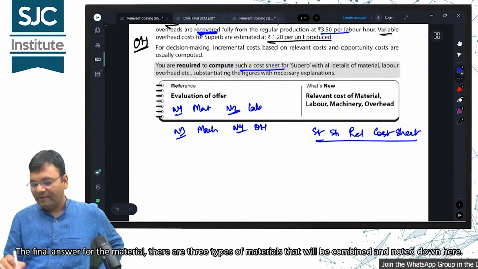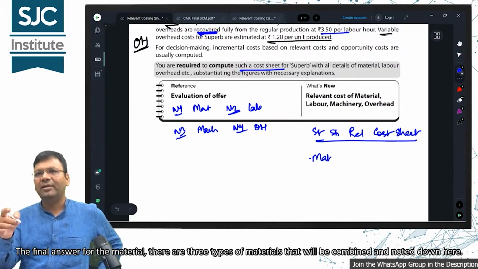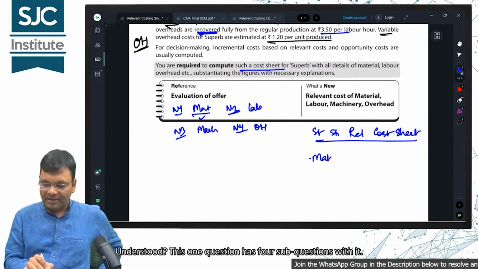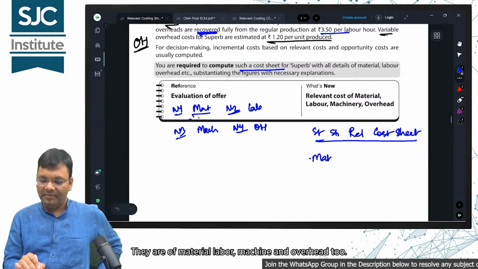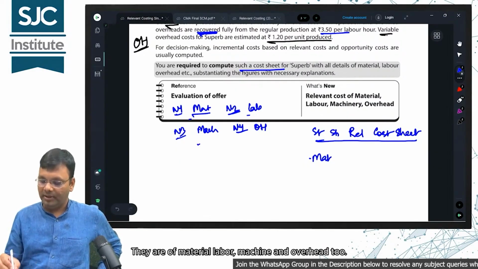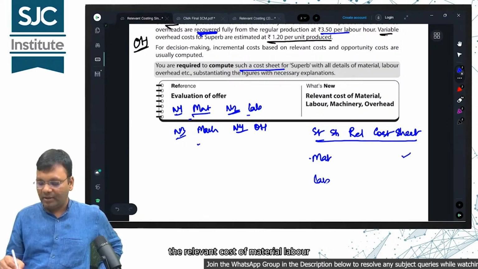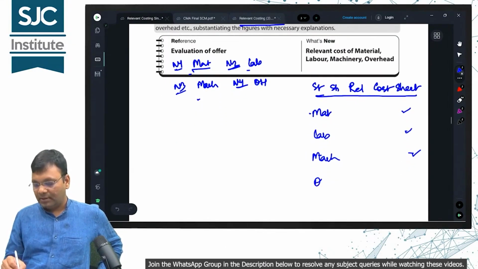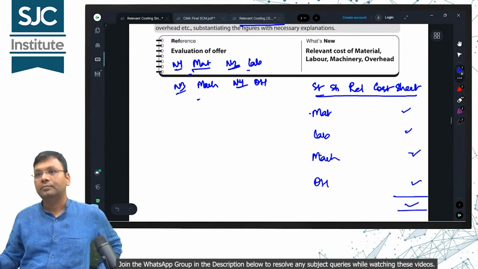For the final answer for the material, there are 3 types of materials. They will be combined and noted down here. Understood? This one question has 4 sub-questions: material, labor, machine, and overhead too. The relevant cost of material, labor, machine, and overhead will be added. All right. Then you will get the total.